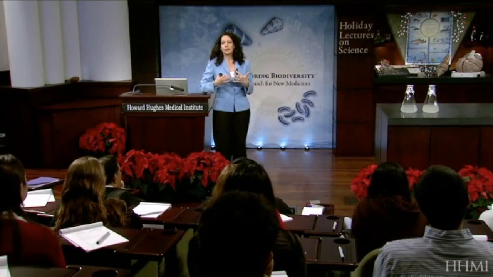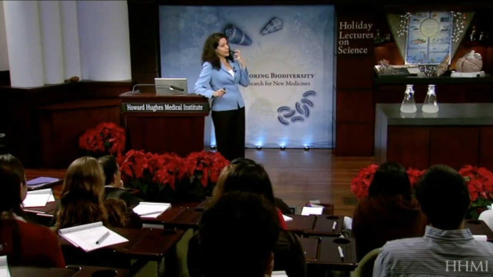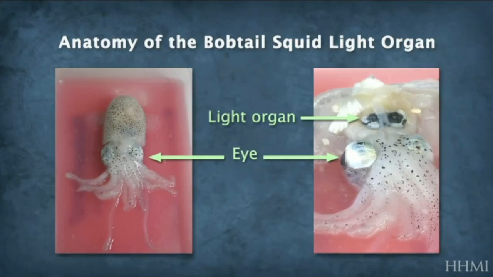What this squid has evolved is a specialized light organ that houses this Vibrio fischeri bacteria at something like 10 to the 12th cells per mil. So on the left-hand side of the picture, that's the squid like you saw it. On the right-hand side, we've turned the squid over. That's the eye on the bottom. And up on top, that big black blob, that's a specialized home for this Vibrio fischeri bacterium.